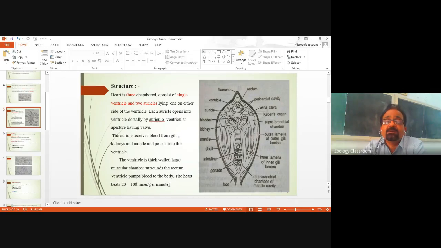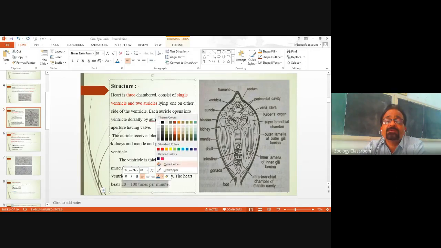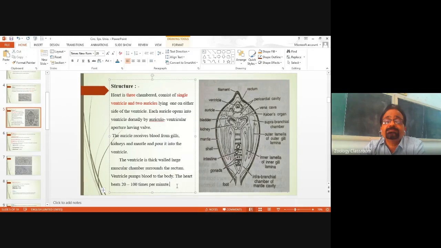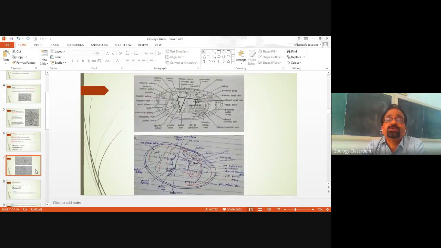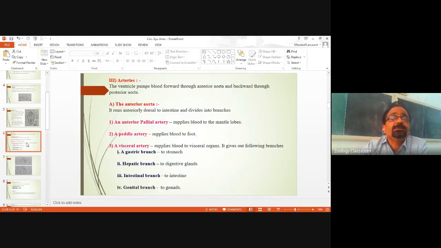Now, this is the point. This is the question of multiple choice, where it beats about 20 to 100 times per minute. Now, how actually? So this is the diagram. This is the diagram, and this is the picture which is in the book, which actually shows the location of the heart in the pericardium.